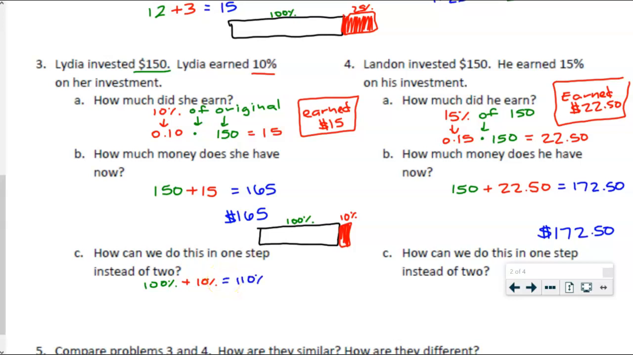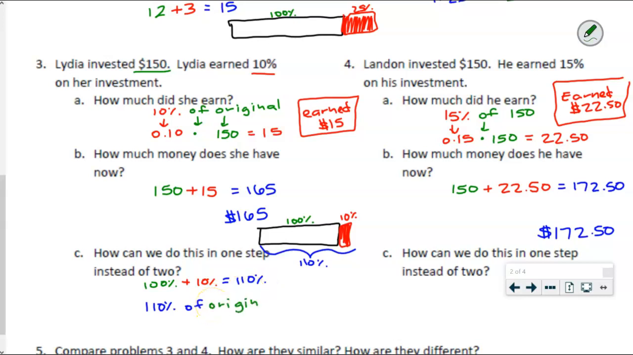So, to do this in one step, instead of first finding 10% and then adding it, I just want to know what is 110% of the original amount. Because 110% of the original amount is going to be the new total. Type that into your calculators then. 110% of the original amount.